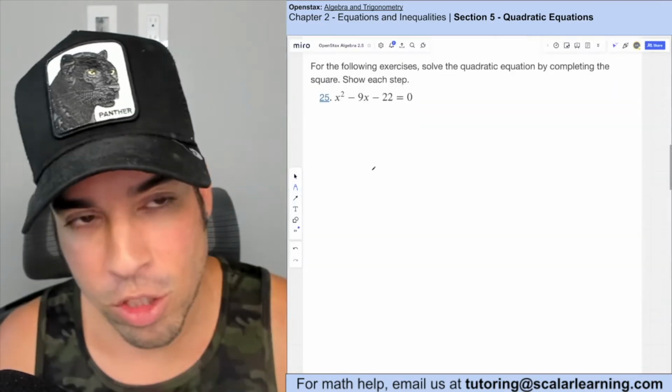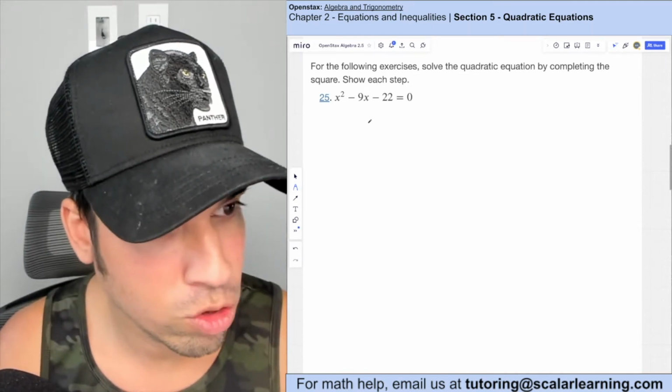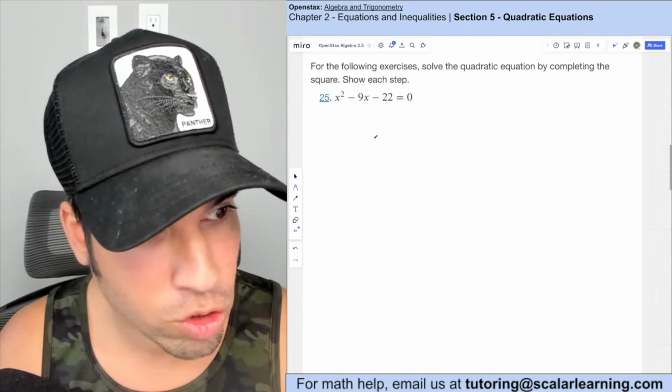Done. Here we're going to solve by completing the square. So I'm going to show you the steps for completing the square. So first, I'm going to add 22 to both sides.